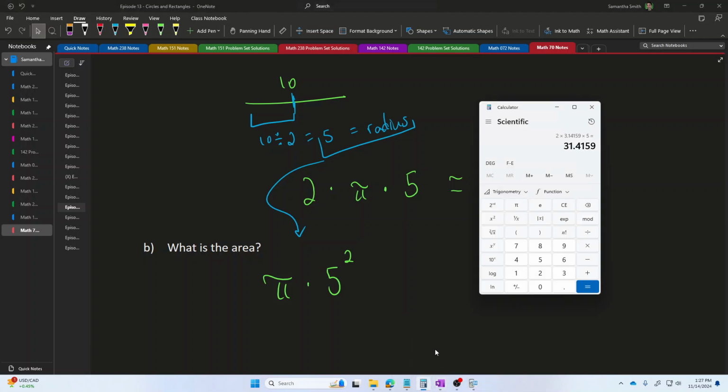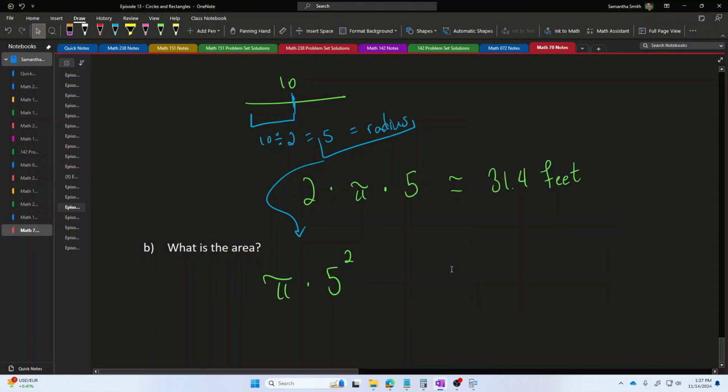So if I calculated that in a calculator, take pi and multiply that by 5 times 5, the result of that is going to be about 78.5. And now because this is an area, the units for this area would be squared feet. Square feet.